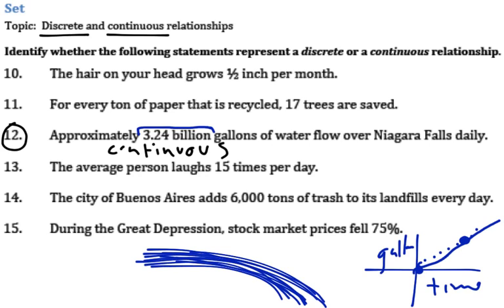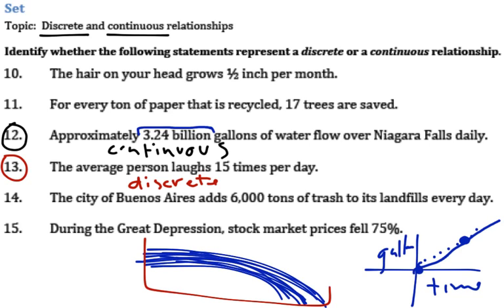A good example of discrete would be number 13. The average person laughs 15 times per day. Well, when you're talking about laughs, can you have half a laugh? Some of you may say yes. You start laughing when you're drinking milk and then you choke on it and then you almost die and everybody else is laughing at you. You might call that half a laugh, but we don't think of laughs in pieces.